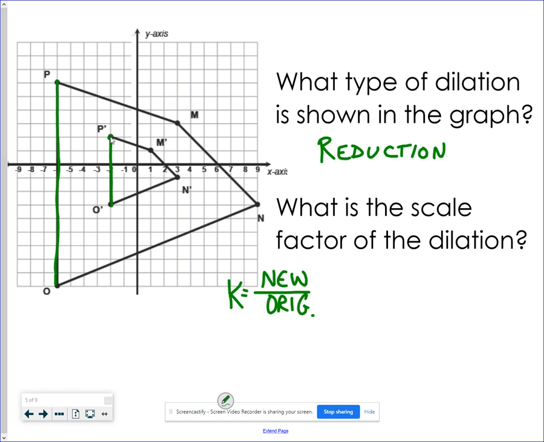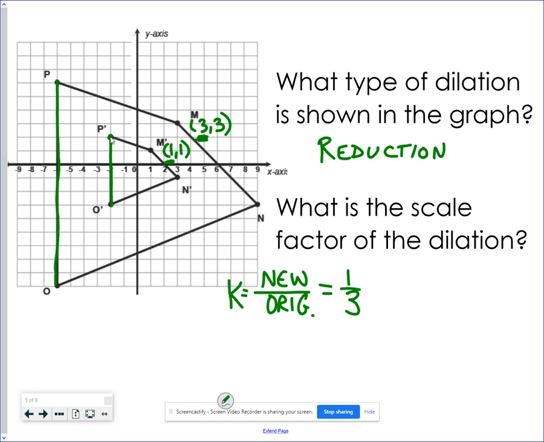Point M prime is at 1, 1. And the original M is at 3, 3. Just by writing that, you can see that it got smaller. First of all, don't think that the scale factor is 3. The scale factor is 1/3. All of the numbers got divided by 3. I can take the X or the Y. They happen to match in this case, but I could take this and this as both X's. Using my new over original, the new X value was 1. The original X value was 3. Said everything got divided by 3, right?